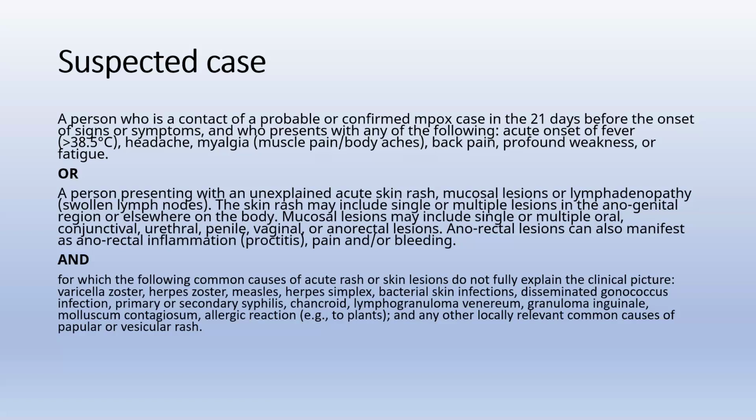And anorectal lesions can also manifest as anorectal inflammation, so it may only be proctitis and not just evident lesions or pain or bleeding. And for which the following common causes of acute rash or skin lesions do not fully explain the clinical picture. These are the differential diagnoses that I had earlier mentioned. So if they do not fully explain the presentation, then this is a suspect.